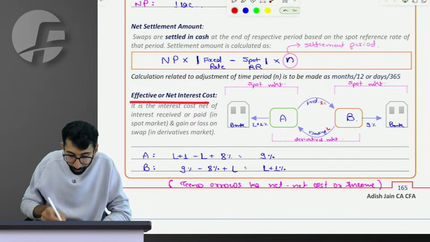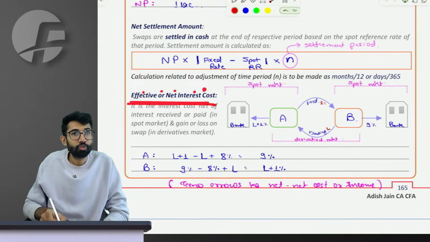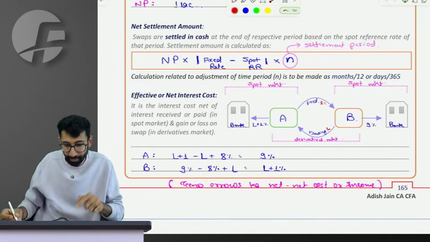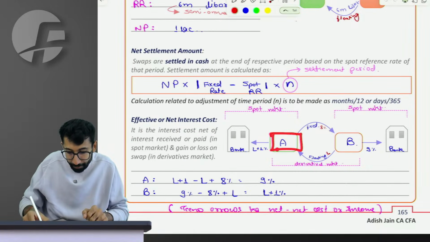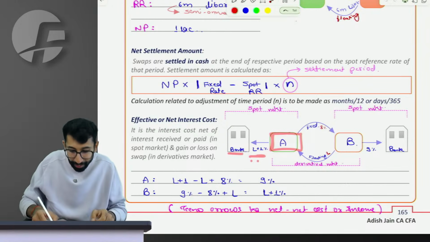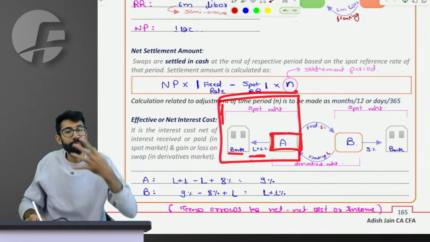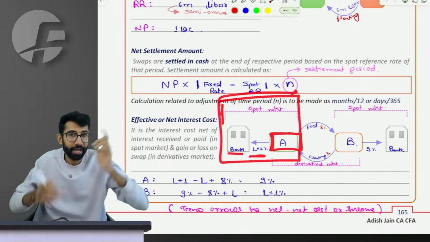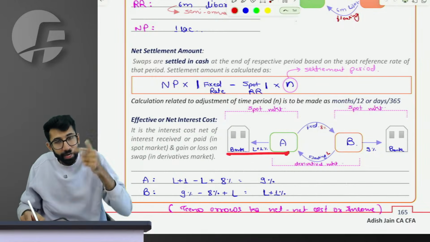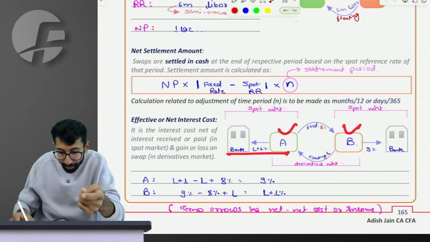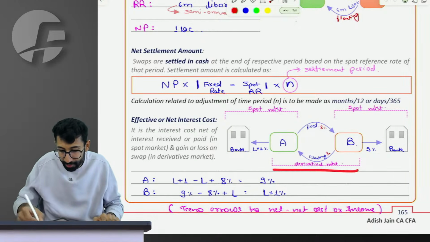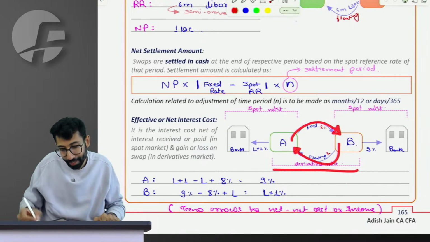And sir, how do you find the effective or net interest cost? Which means, sir, do you mean the net of spot and derivative market? Yes. Let's say party A is paying a floating rate of interest, LIBOR plus 1, to its bank. This is a spot market transaction between party A and its bank. I have to pay the bank LIBOR plus 1. Now party A enters into a derivative contract, a swap contract, with party B, which is the derivative market, where the agreement is that I will pay you 8, you pay me LIBOR.